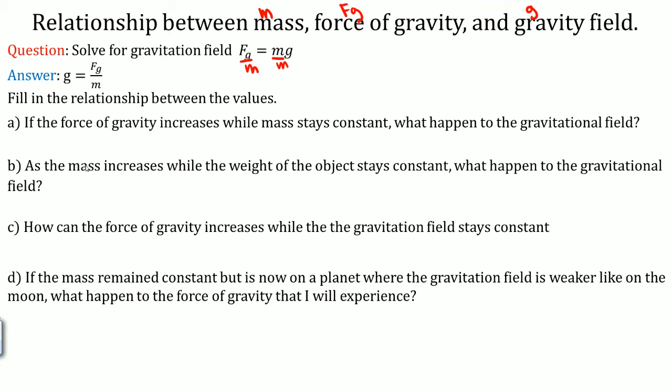You now want to fill in the relationship between all these different values. Now, if the force of gravity increases while mass stays constant, what happens to the gravitational field? So we can just write the proportion. g equals Fg over m. The force of gravity increases, so this goes up. Mass stays constant, so we can just ignore this. What happens to the gravitational field?